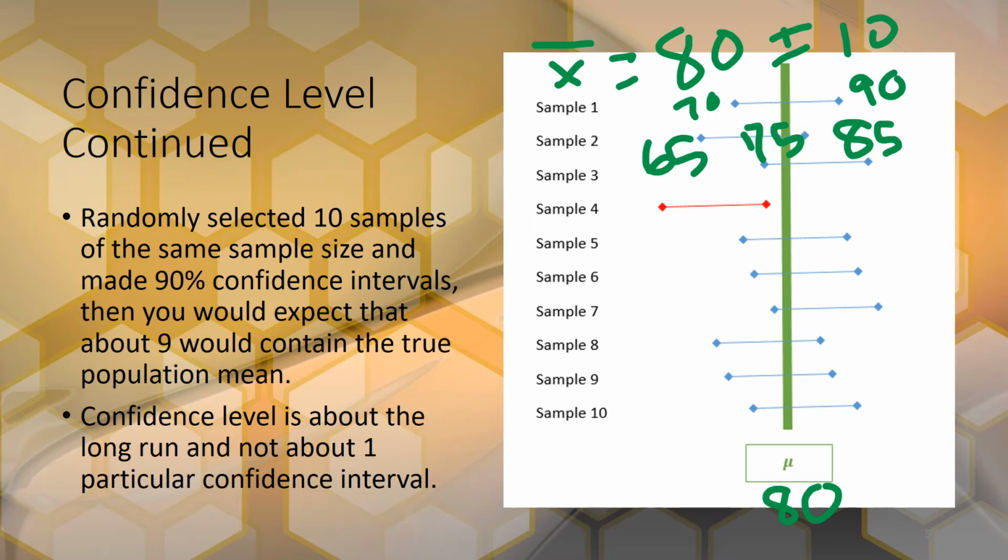And the confidence level is about the long run, and it's not about one particular confidence interval. So you can't really know if your confidence interval has the population mean in it when you just calculate one, which is what you're going to do. But this is just what that level means and what it would mean if you did a simulation.